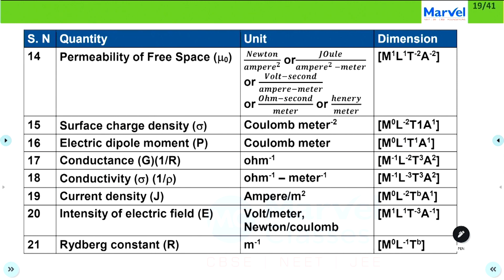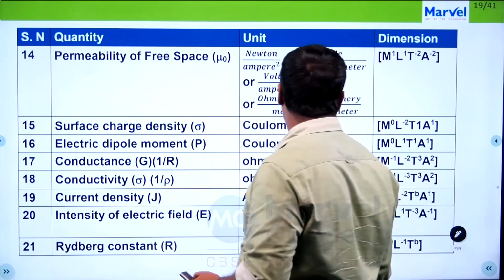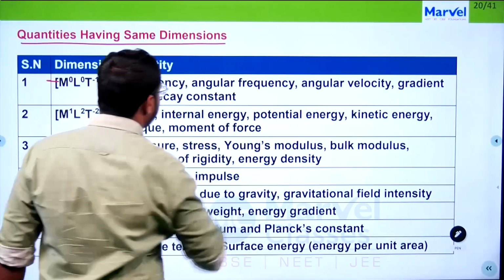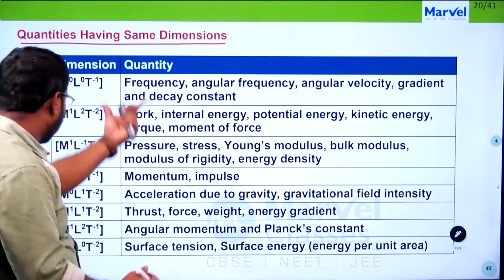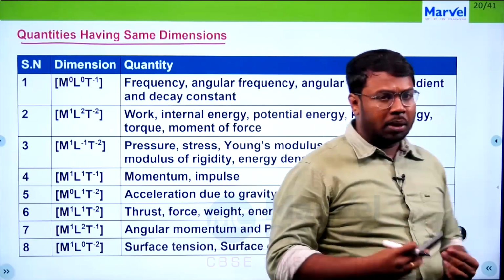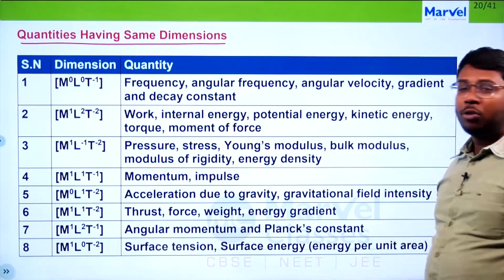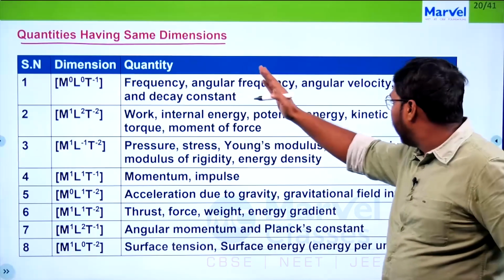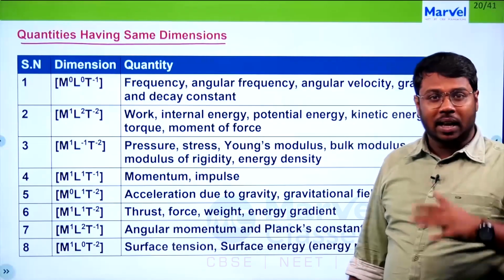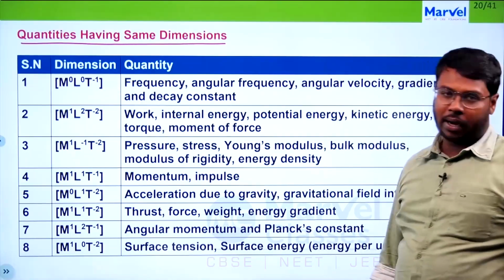So now we go for this quantity. These quantities have the same dimension. I strongly insist you remember these things, because this might come in handy when you go for some numerical questions, because you don't have to worry much. You see, frequency, angular velocity, gradient and decay constant. These all quantities share the same unit, and the unit is per second. That is the reason why you get T power minus 1.